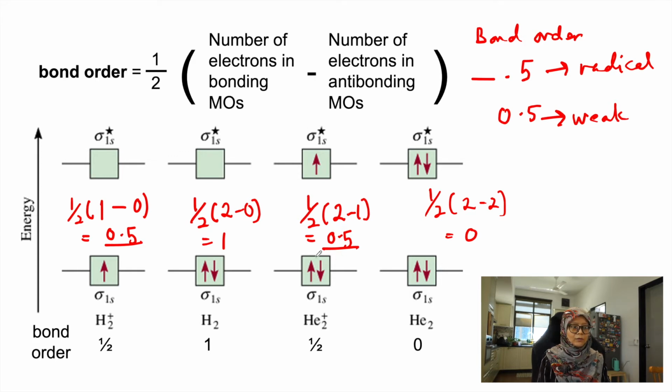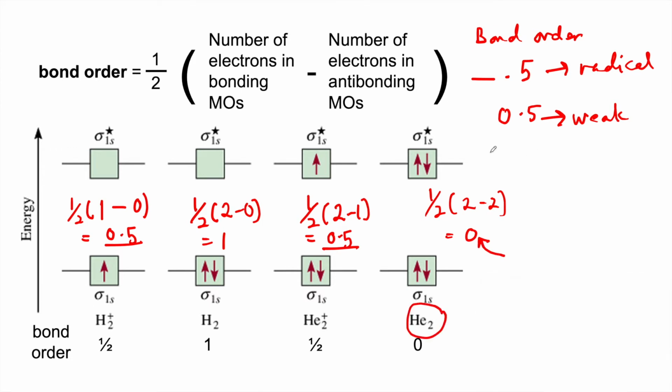But what happens if the bond order equals 0? It means that this molecule, He2, does not exist, because there is no bond between the helium atoms. So helium with helium here does not exist.